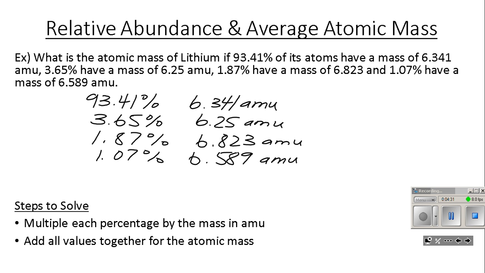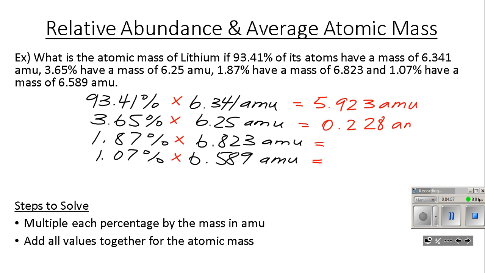So as I'm reading that question, I'm writing what I'm reading down. And then I think about my steps. I have to take these percentages that I'm given, multiply them by the masses that I'm given, and get a value for each one. So I'm going to do math in those 4 steps, multiplying those percents times the mass to get values for the actual atomic mass units. So I should get 5.923 atomic mass units here. I get 0.228 atomic mass units here, 0.1276 atomic mass units, and 0.0705 atomic mass units.